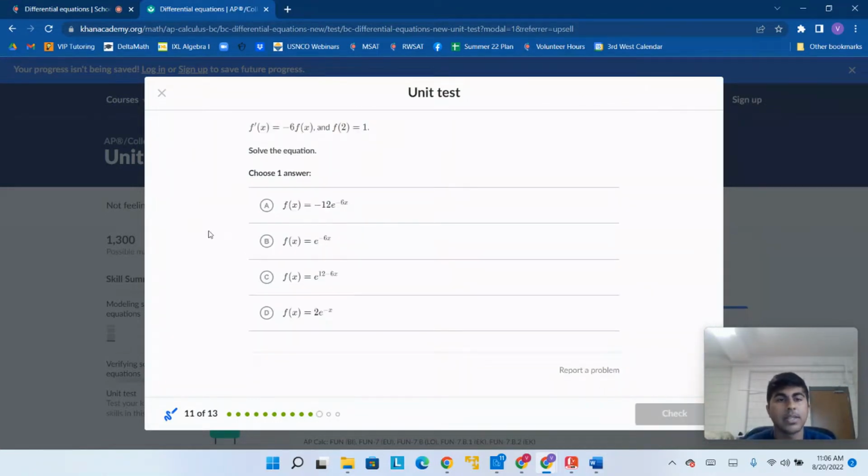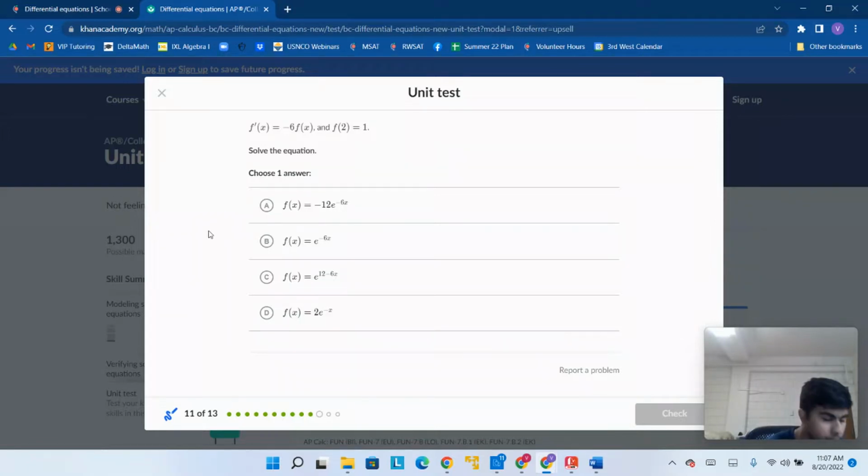Alright, f prime of x equals negative 6 f of x, and f of 2 equals 1. Solve the equation. Let's see. Well, essentially that's saying dy dx equals negative 6y. So dy over y equals negative 6 dx. So ln y is going to equal negative 6x plus c, which means that y is going to equal e to the negative 6x plus c, so plus c in the exponential, not in the numerator. So it's just going to be like an a at the beginning: a e to the negative 6x. We use a to represent a constant that you're multiplying by.